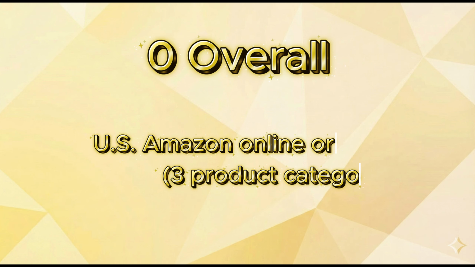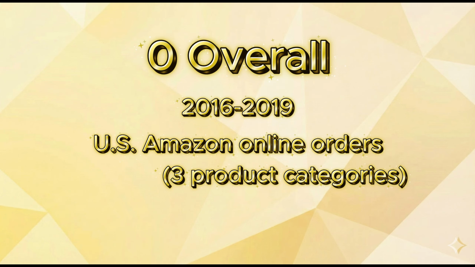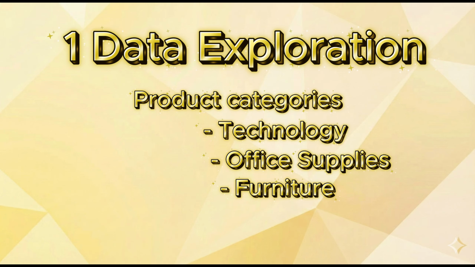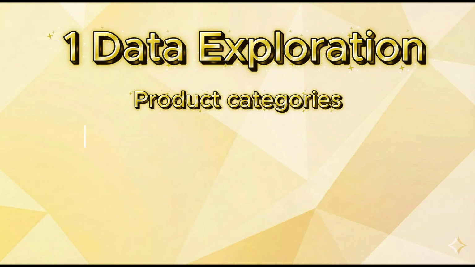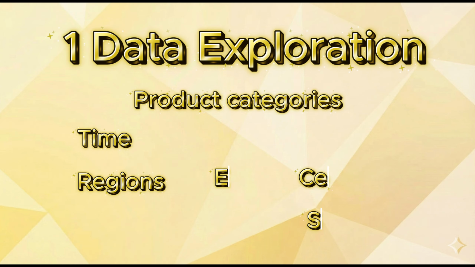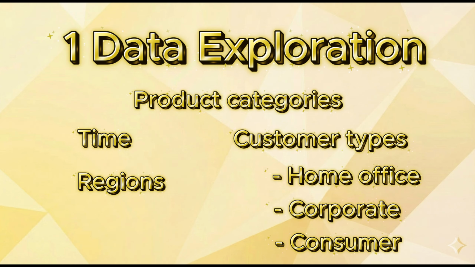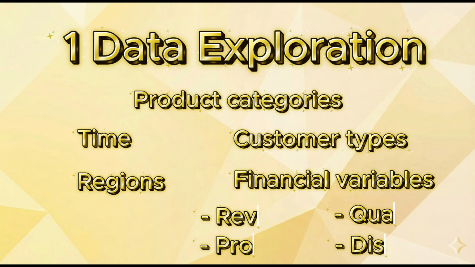Overall, our dataset covers 3 product categories of Amazon online orders in the US, spanning from 2016 to 2019. And we have divided our data into 5 categories. First is product categories, then time, regions, customer types, and financial variables.